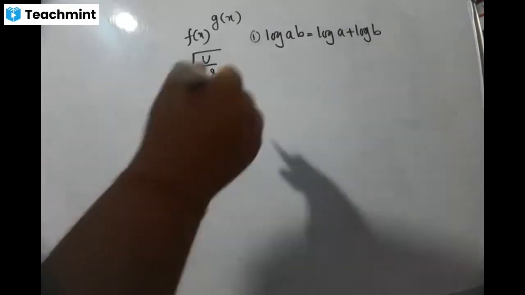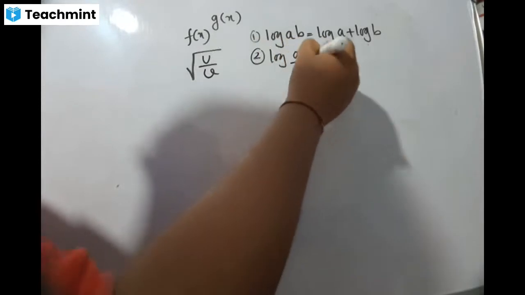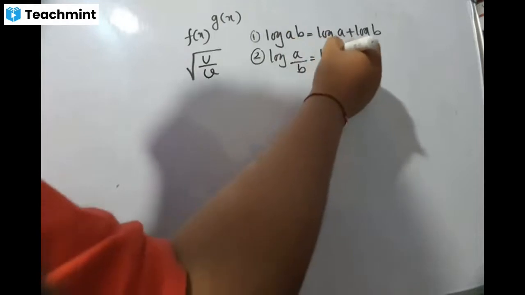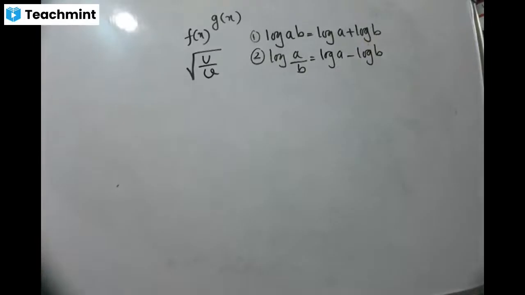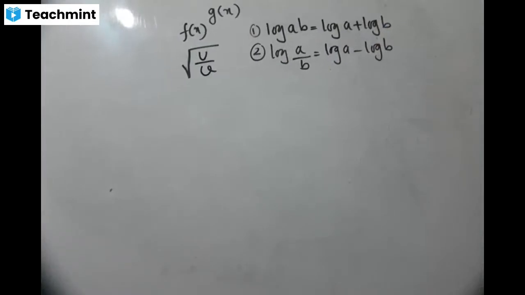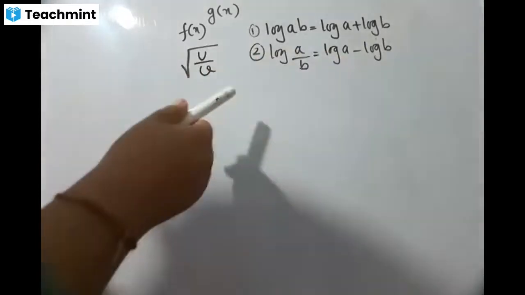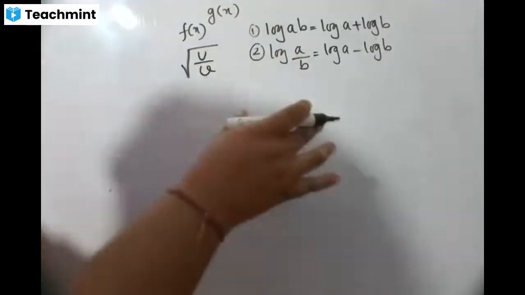Is that clear? Similarly, property number two says log A by B. Multiplication changes to addition, so obviously division changes into subtraction: log A minus log B. If I tell you to differentiate A by B, you would use the quotient rule. But if you use log, the quotient rule gets converted into subtraction, so you no more have to use the quotient rule. This is the main idea behind using log, to make the function simple to differentiate.